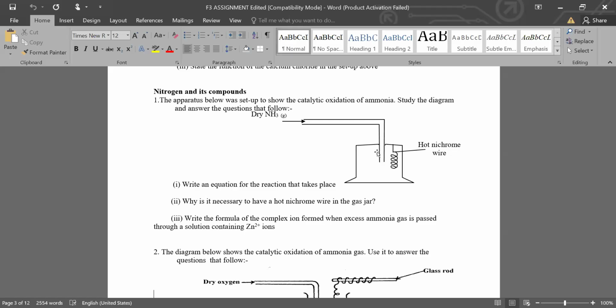Why is it necessary to have the hot nichrome wire in the gas jar? The nichrome wire will act as a catalyst, and because it is hot, the high temperature will initiate the reaction, and it is also acting as a catalyst. Write the formula of the complex ion formed when excess ammonia is passed through a solution containing zinc ions.